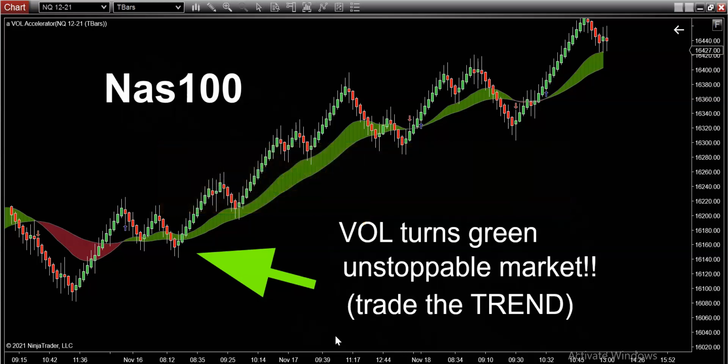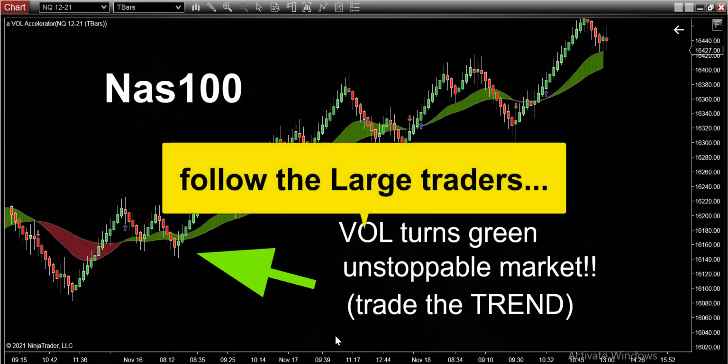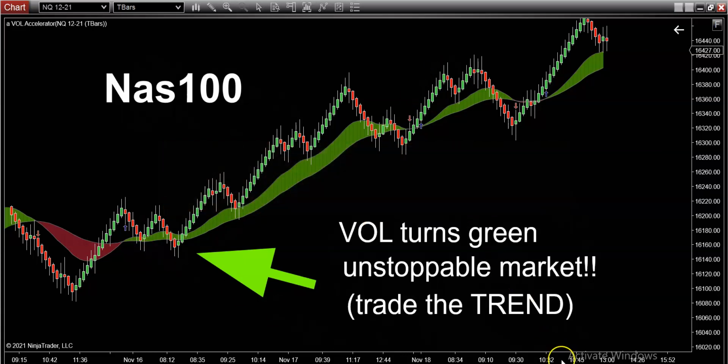So if you ever heard that saying, if you can't beat them, join them, that's really what you should consider doing when it comes to trading the trend. It's much smarter to participate with what the large traders are doing than try to bet against the large traders, because that's just asking for you to get steamrolled. You will get run over like a freight train if you go against the trend.